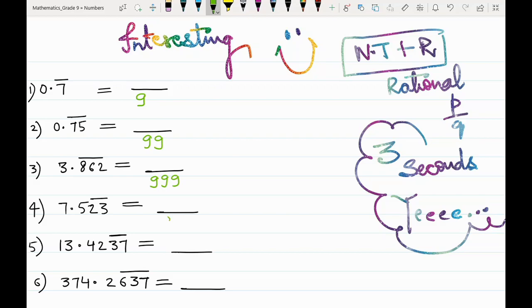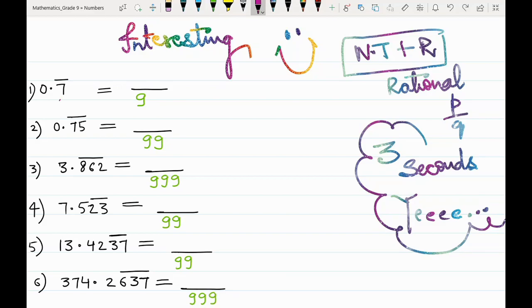Fourth example, I have 23 bar. So bar is not on 5. So you will place how many nines in the denominator? 2 nines. Similarly, for example 5, I have 37 bar and the bar is only on 2 digits. So I will place 2 nines in my denominator. And in the last example, I have 637 under the bar. So I have 3 digits under the bar. So I will write 3 nines in the denominator.